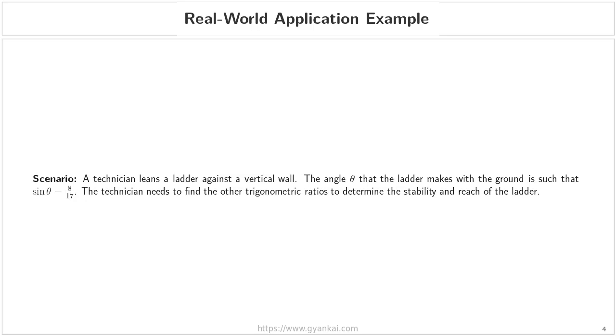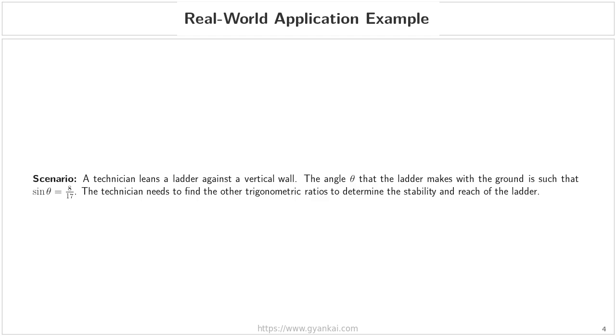Real-world application example. Imagine a technician leaning a ladder against a vertical wall. We are told that the angle, theta, which the ladder makes with the ground, results in a sine of theta equal to 8/17. To ensure the ladder is stable and reaches the correct height, the technician needs to find the remaining trigonometric ratios. Now that we have understood the theory and the 3-step procedure, let's put everything into practice with a real-world application.